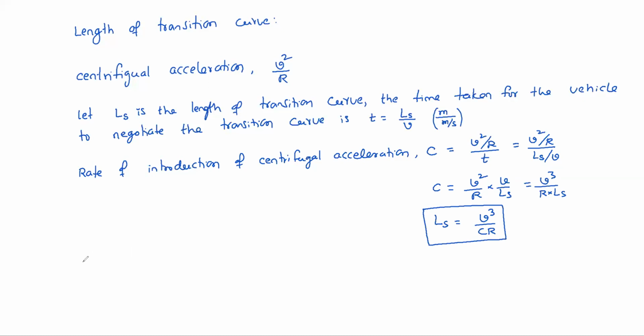Here C value basically varies from 0.5 to 0.8 meter per second cube, right? See, centrifugal acceleration is meter per second square, by time means meter per second cube. So this C value varies from 0.5 to 0.8 generally. Least is 0.5, highest is 0.8. So one empirical formula is there for C value. That is how, what is that, Kalyani?